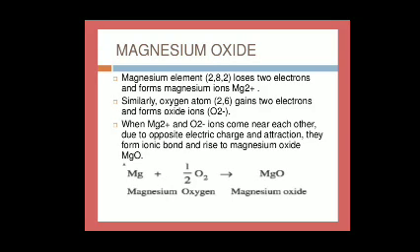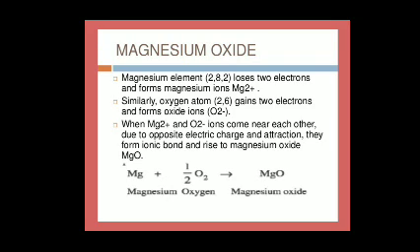Magnesium in its valence shell has only 2 electrons. Those electrons are lost from the valence shell to attain the nearest inert gas neon configuration. Similarly, oxygen atom has 6 electrons in its valence shell. 2 electrons are gained from magnesium atom to get the nearest inert gas neon configuration.